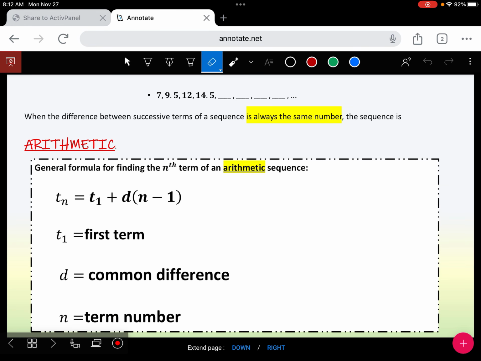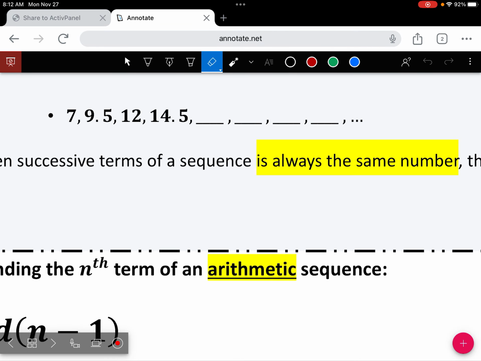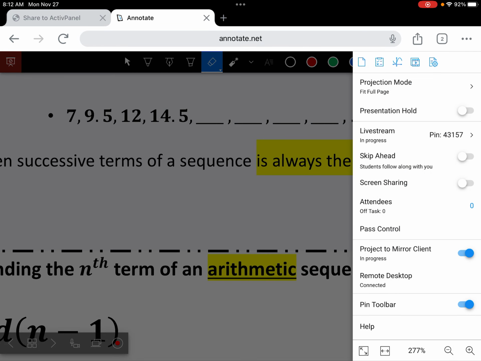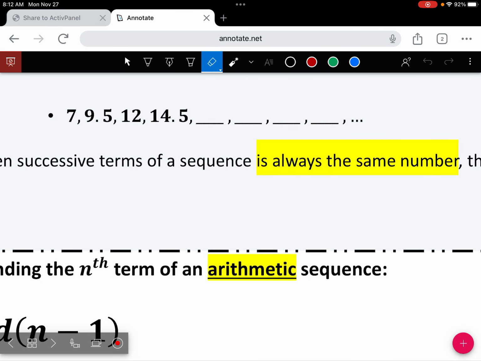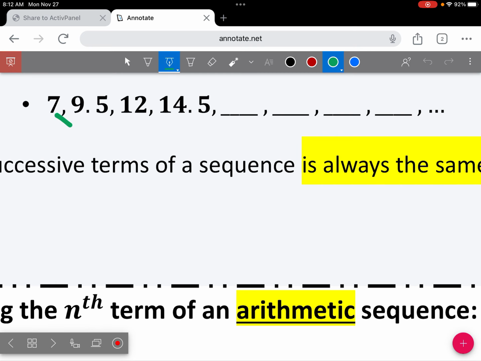All right, so let's go ahead and look at this series of numbers that we have at the top. We have a list of numbers: 7, 9.5, 12, 14.5. What number am I adding? I'm adding 2.5. That is my pattern. Keeping that pattern, go ahead and find the next four numbers.